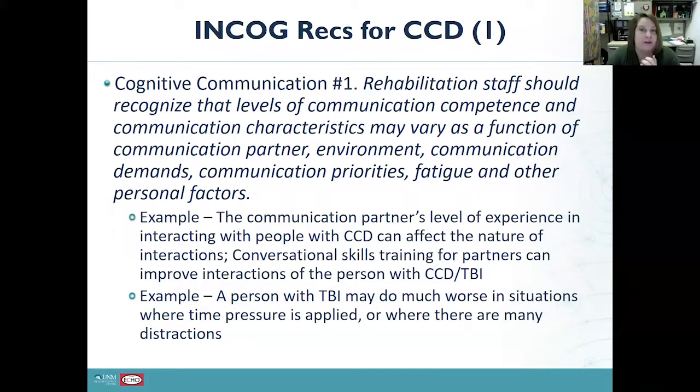We also know through several RCTs now that conversational skills training for partners can improve the interactions of the person with TBI. So not even focusing on the person with TBI, but focusing on a conversational partner improves their outcomes, their conversational abilities, reveals their competence, and improves their everyday performance. Another example specific to communication characteristics and environment and demands is that a person with TBI may do much worse in situations where time pressure is applied or when there are many distractions. And so later on when I get to some tasks, I'll bring that back up again.